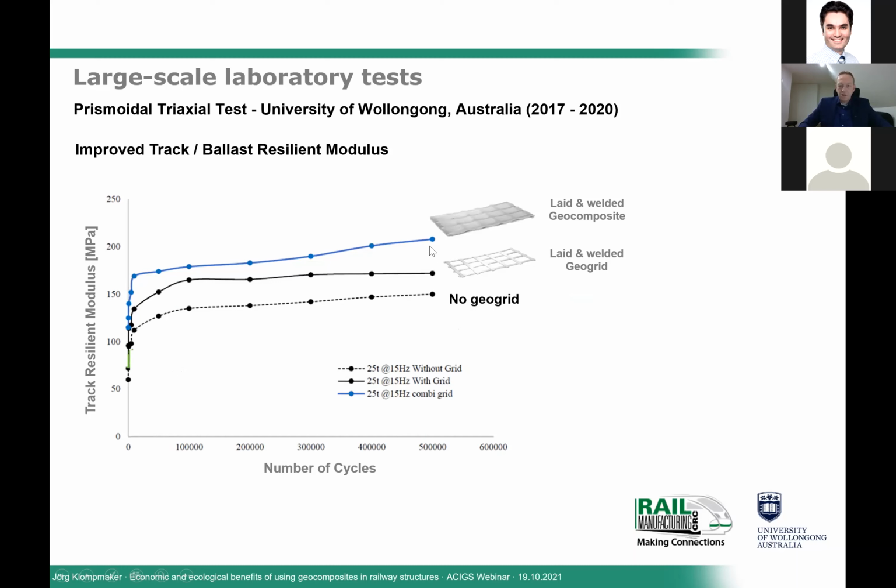And if we are using a geocomposite, which is a combination of a geotextile and the geogrid, we can see the resilient modulus as the blue line. The result of that shows an increase of between 15 to 40% in track modulus by using a geogrid or a geocomposite. So again, our recommendation is to use a combination of a geotextile and a geogrid to have separation as well as lateral restraint and reinforcement.